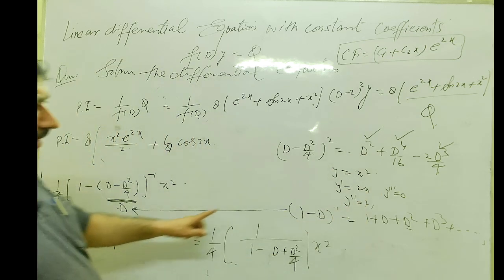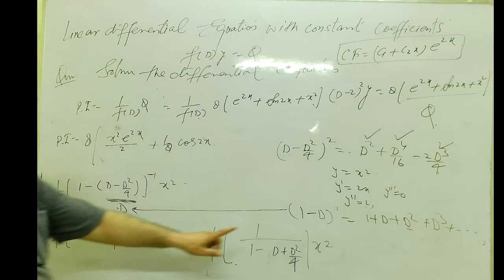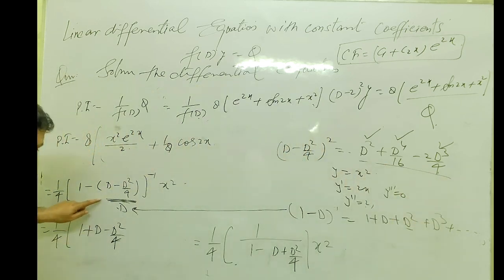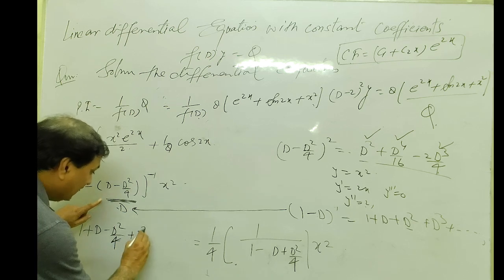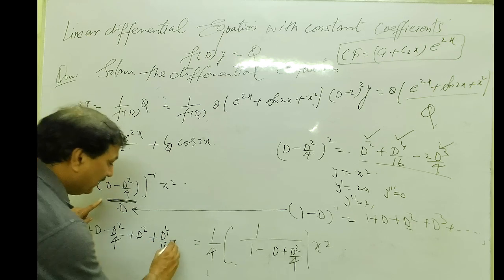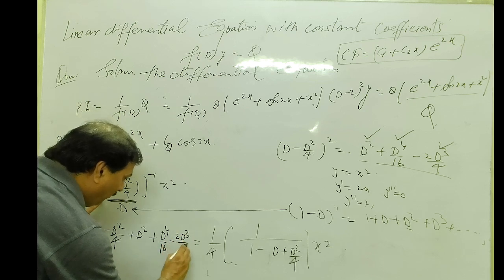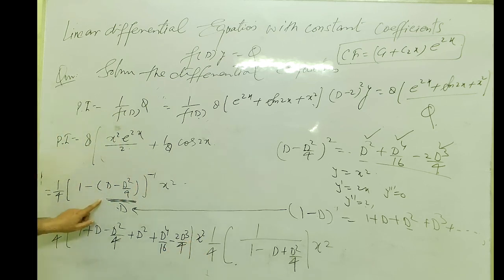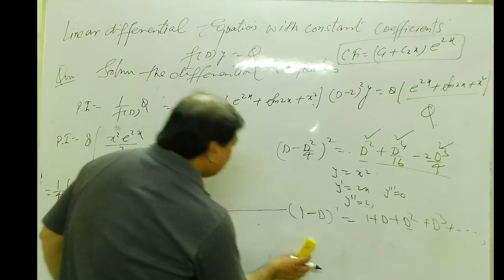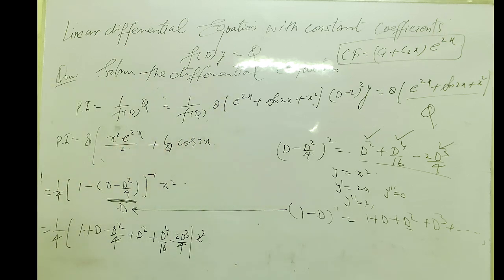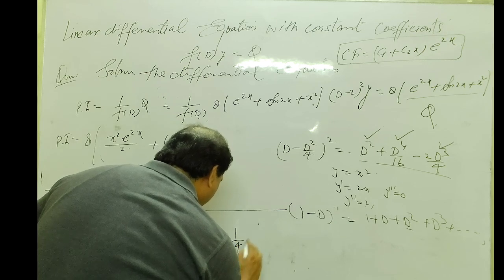Here we can write the next term d plus d square plus d square, this is the value. That means here plus d square plus d power 4 by 16 and minus 2d cube by 4, and this is applied on x square. My dear student, please check carefully, all terms are available here, and that means d square, d, all are differentiation here. That means the value is equal to 1 by 4 here.